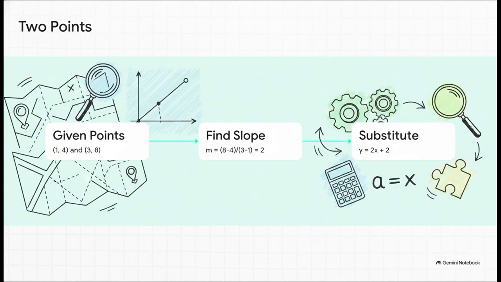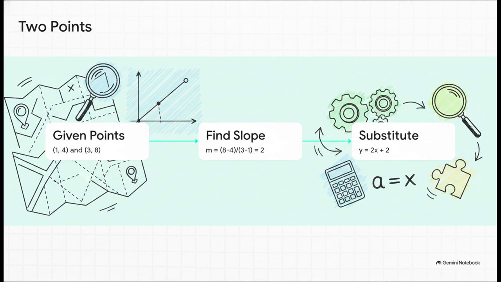All right, on to the third method. Let's treat this one kind of like a detective story. Imagine you only have 2 points on a map, (1, 4) and (3, 8). You are entirely missing your slope, so you've got to calculate it first. Remember, slope is rise over run. We take the difference in our y values, divide that by the difference in our x values, and that gives us a slope of 2.